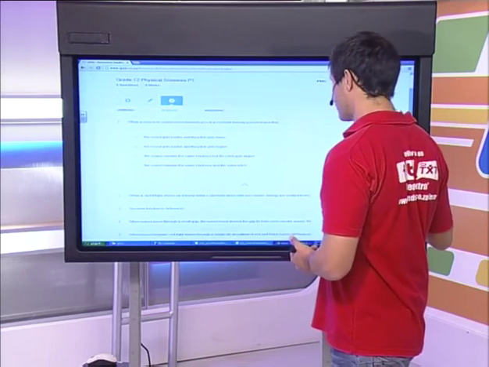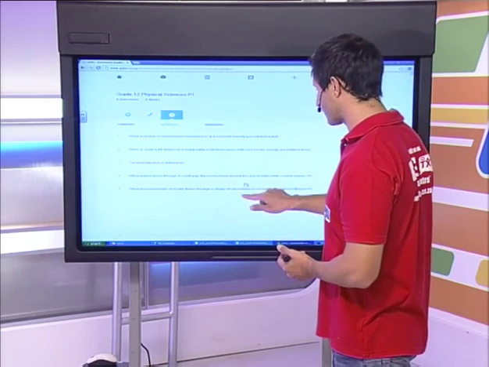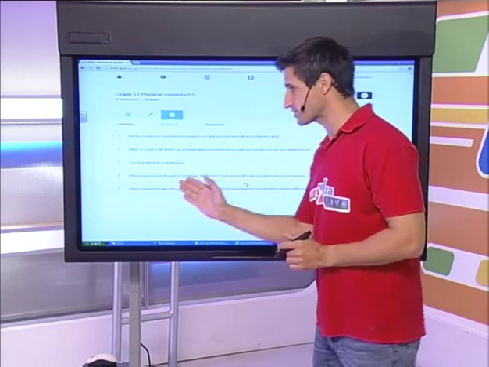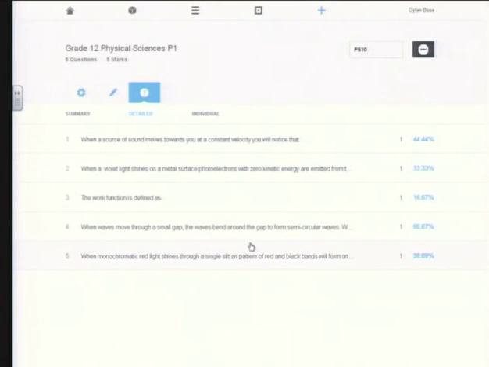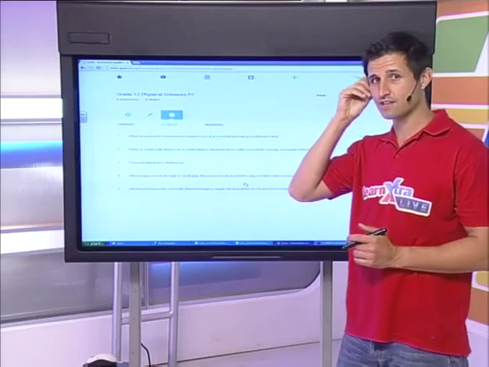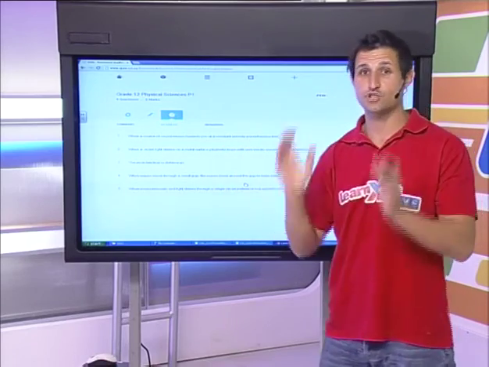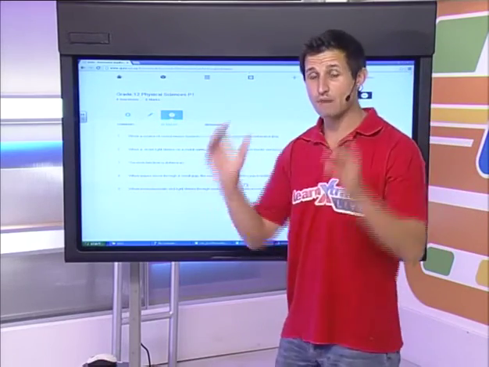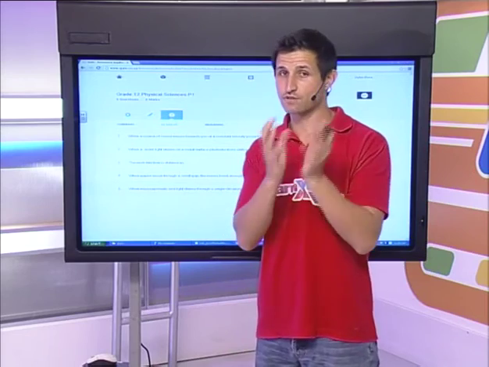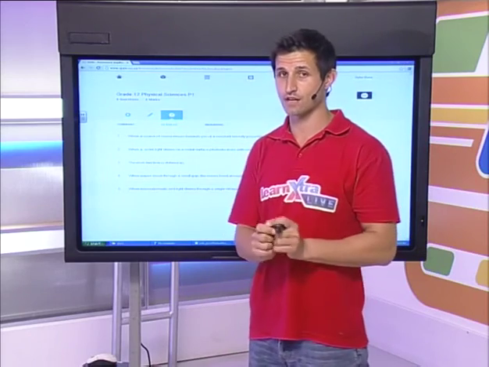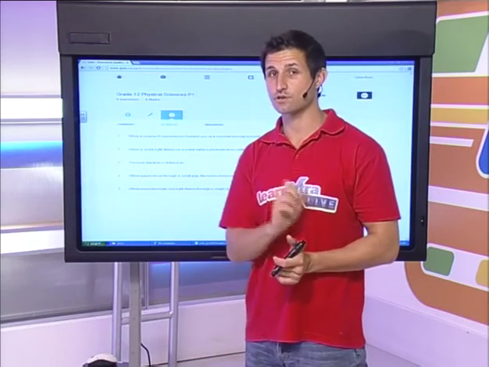Let's go to the next one, and let's see what people did over here. So when violet light shines on a metal surface, photoelectrons are emitted with zero kinetic energy. Okay, now that should tell you something. Violet light is just strong enough to make the photoelectrons come out. So violet light has got just enough energy. Violet light is at the threshold frequency.